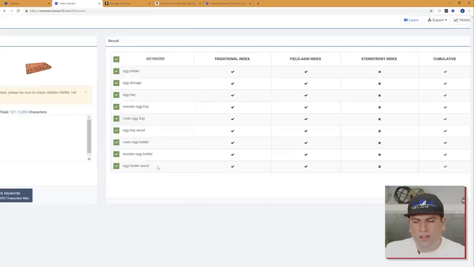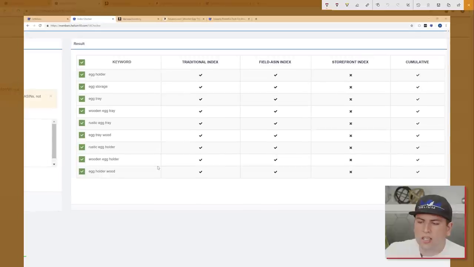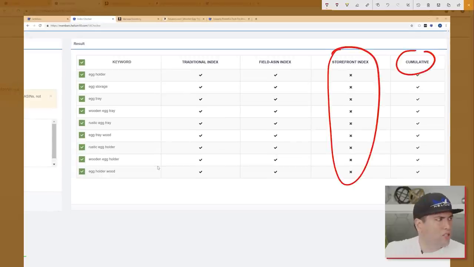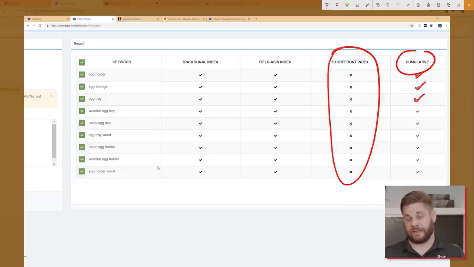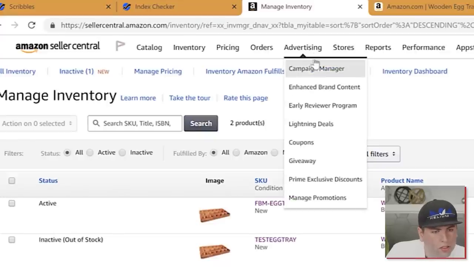And look at that. All right, so what you're looking at in the Index Checker results, what you want to see is the cumulative column. Notice how all of these have an X? That's because I didn't enter that storefront ID. So the fact that this has a checkmark on every single one means what, Tim? It means that our keywords are being connected to this listing, which means that we have done something right, and now we can move on to building out our PPC test campaigns. Absolutely. So now for our next step, we're going to go up here to advertising and Campaign Manager, right? Correct.